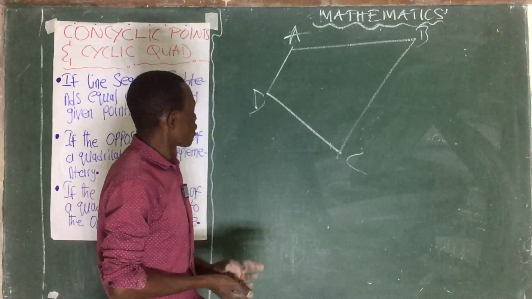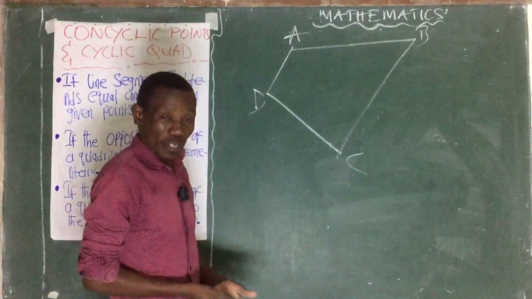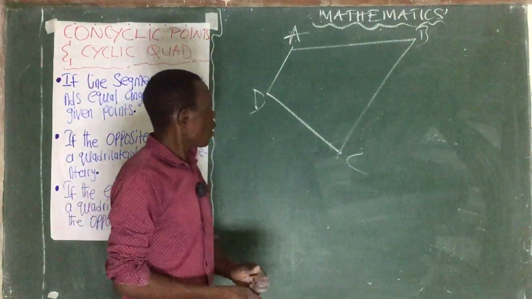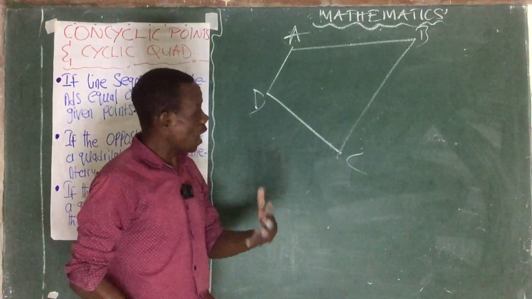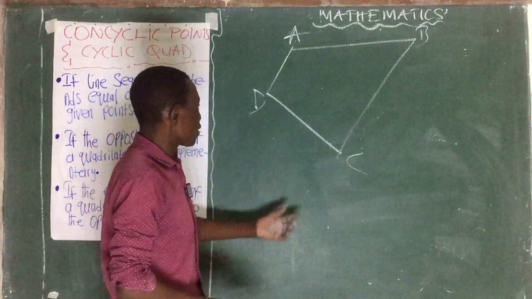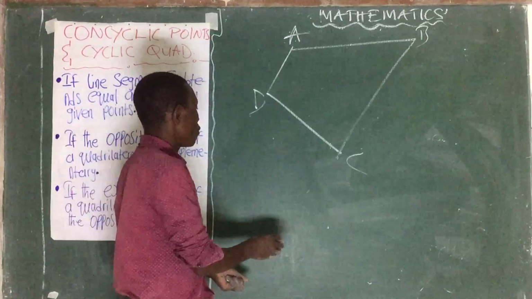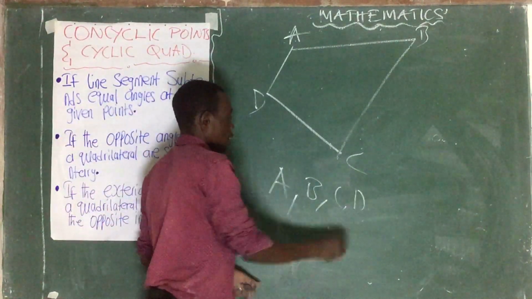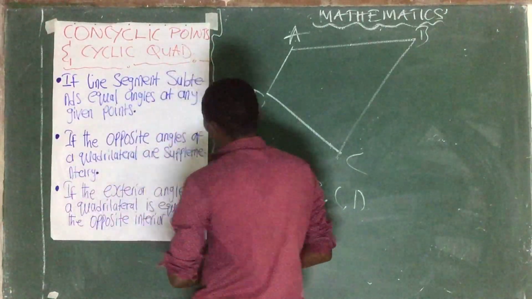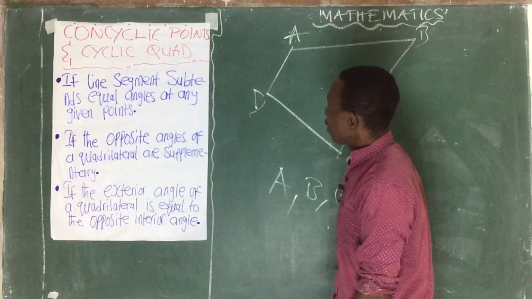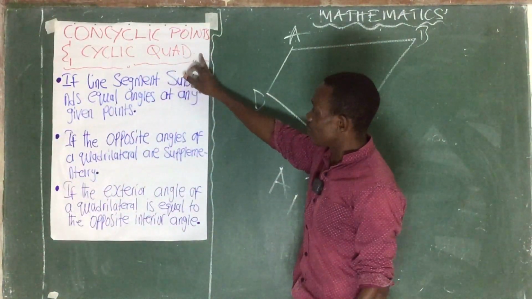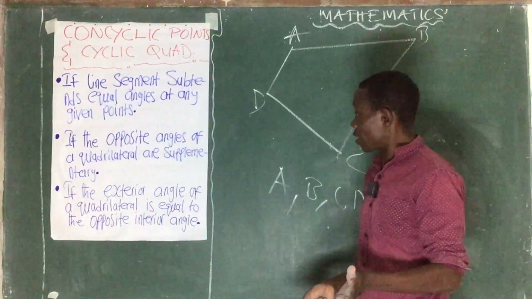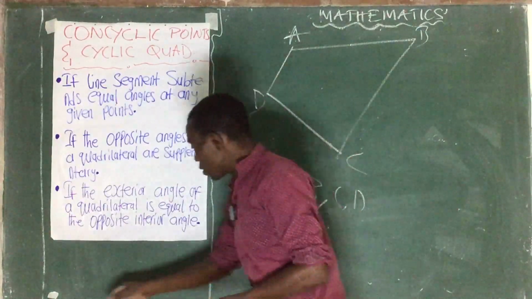Right. So once we are able to prove that the quadrilateral is cyclic, then the points which lie on the circumference of the circle are described as concyclic. Then we would expect points like A, B, C, D to be what? Concyclic. So it's just like we are going to do two things at the same time. If we prove that the quadrilateral is cyclic, then it means the related vertices must be what? Concyclic.